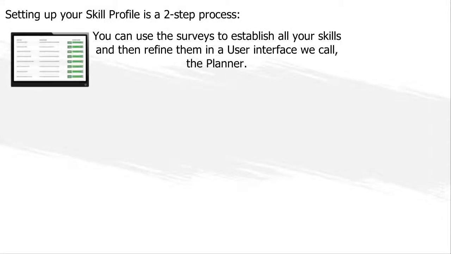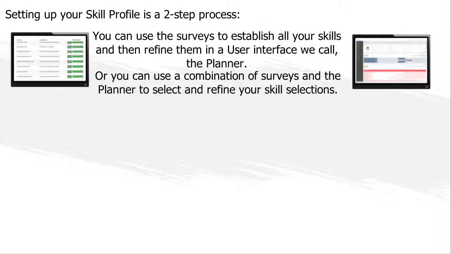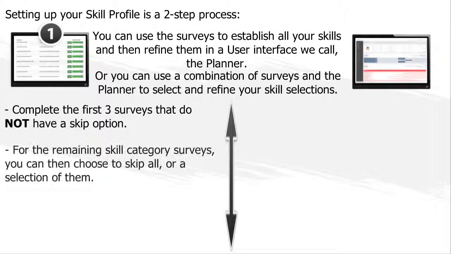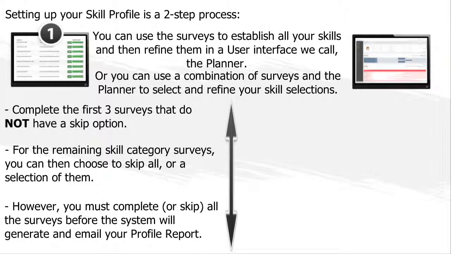Setting up your skill profile is a two-step process. You can use the surveys to establish all your skills and then refine them in a user interface we call the planner. Or you can use a combination of surveys and the planner to select and refine your skill selections. Step 1 involves the self-assessment surveys. Complete the first 3 surveys that do not have a skip option. For the remaining skill category surveys, you can then choose to skip all or a selection of them. However, you must complete all the surveys before the system will generate and email your profile report.